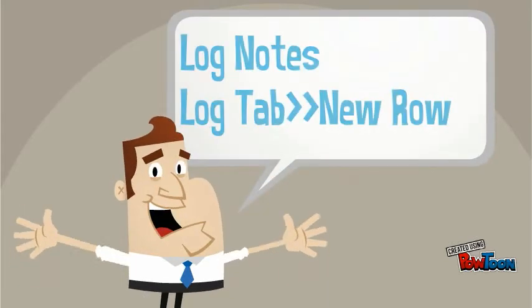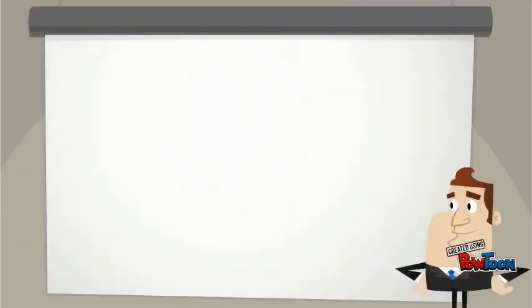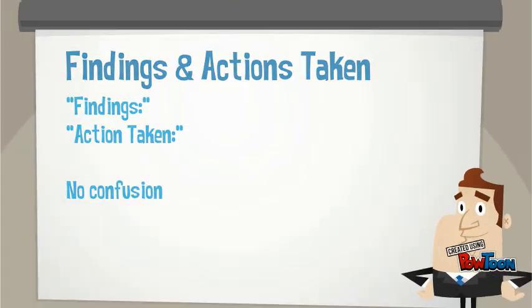On to log notes. When it comes to documenting your log notes, you'll navigate to the Log tab and click on New Row in the Work Log section. For the log note type, select Work and enter your findings and actions taken. To make your intents clear, I suggest placing 2 headers in your log note. One header would be Findings and the other Action Taken, so that if your notes need to be reviewed by an outside party, there's no confusion.